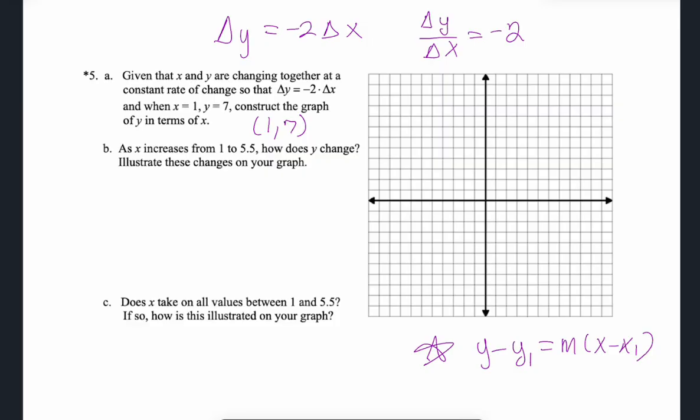Now, let's take a look at part B. And then we'll talk about the equation here in a second. We'll use that formula. Part B says, as x increases from 1 to 5.5, how does y change? Illustrate these changes on your graph. Okay, so let's go to the graph. Let's find the point, and I'm just going to count by ones. Find the point (1, 7), which is right here. Our slope is -2.